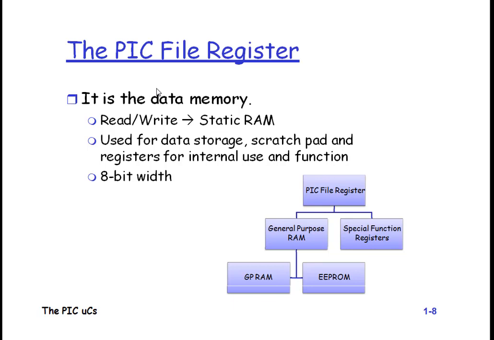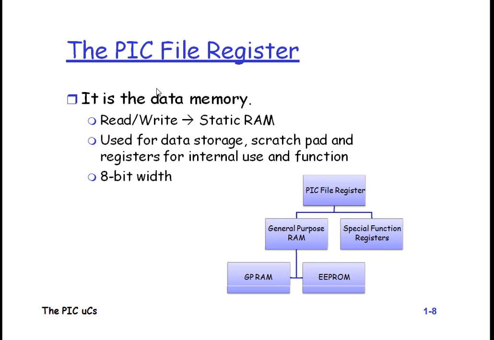The next topic is PIC file registers. There are two main types: first is general purpose RAM, and second is special function registers. General purpose registers are RAM, and the other memory is EEPROM. It is data memory, where you can read or write data, like static RAM. It is used for data storage and scratchpad use by internal functions.